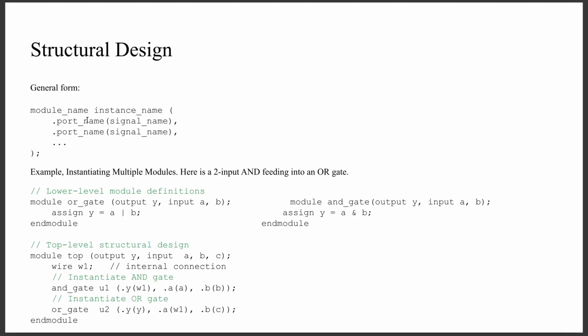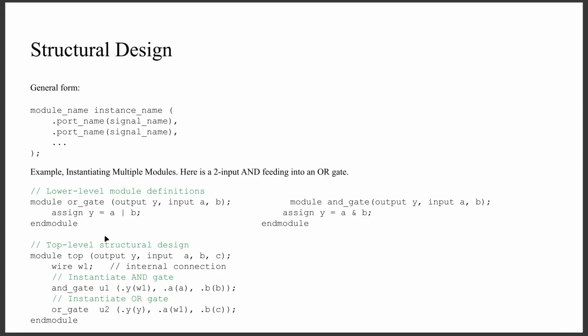Structural design. In general form, this is a module name with the instance name, dot port name, signal name, dot port name, signal name. So this is how we would instantiate multiple modules, where a 2-input AND gate is feeding into an OR gate. So we declare the OR gate here, and then we also declare the AND gate over here.